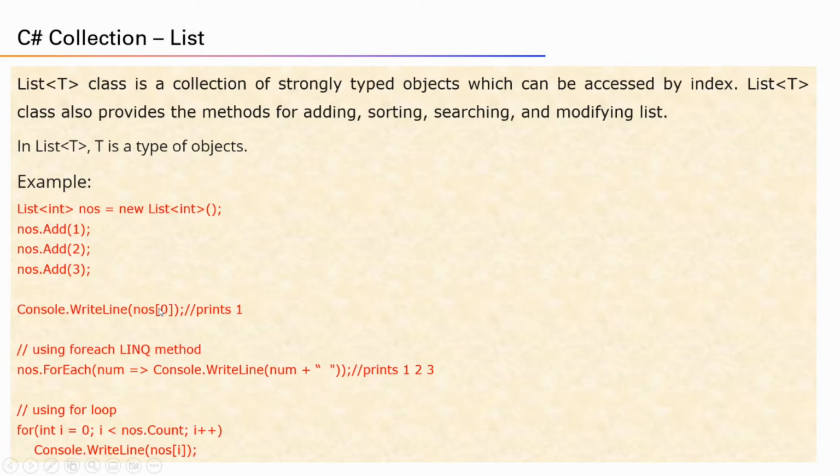We can access the list by its index. Here, calling the list object and inside the square brackets specifying the index. Here I specified 0, so it will print 1. By using a for or foreach loop we can iterate the list values, and we can also use LINQ queries to manipulate the list values. Here, I created a list for integer type. Like this, we can also create a list for string type, decimal type, etc. Let's see how to create a list for a custom class type.